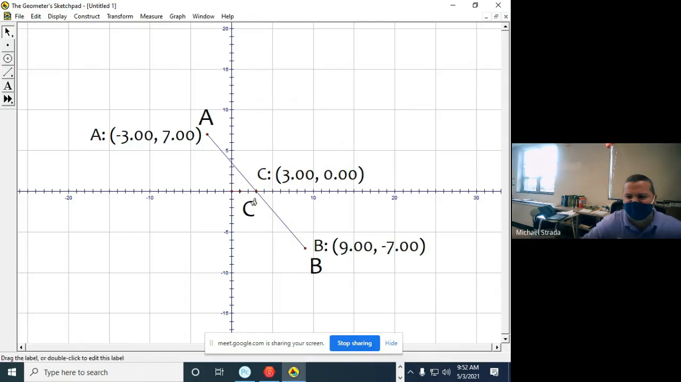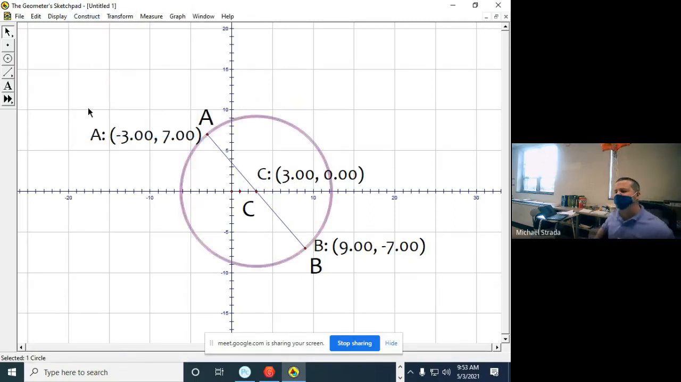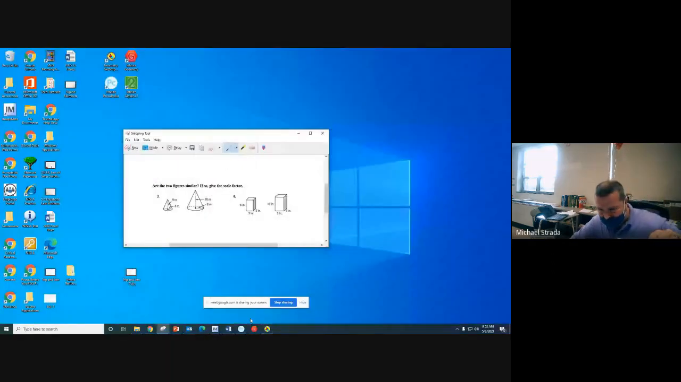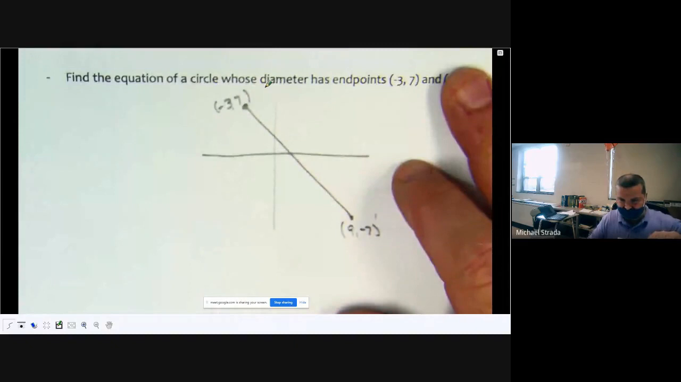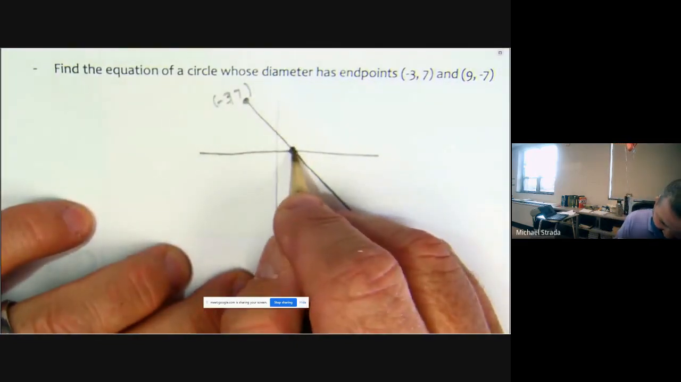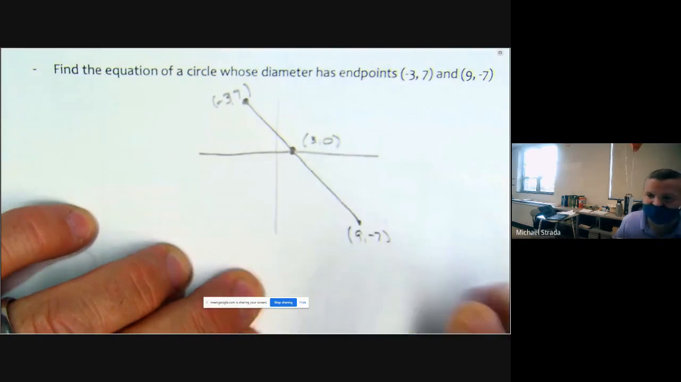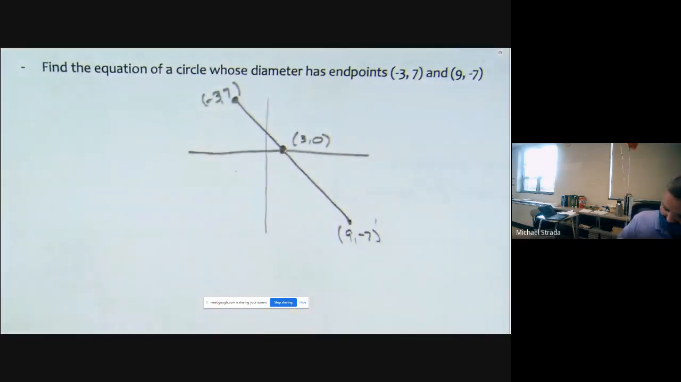Now we have this circle, and this goes to what Rachel was talking about in terms of finding the radius. So we're going to construct that circle. Does it matter which point we pick? No. In other words, if I used A or B, I'm going to get the same answer. Going back to the algebraic work, we realize the center is (3, 0).